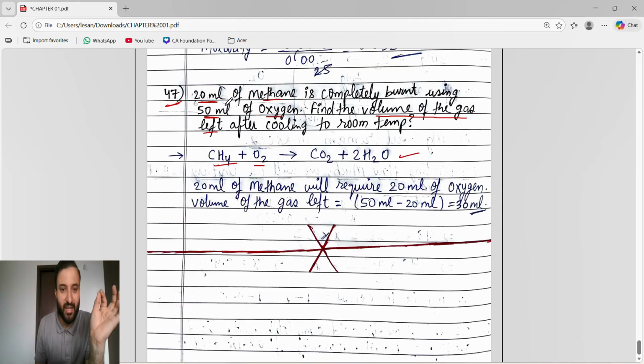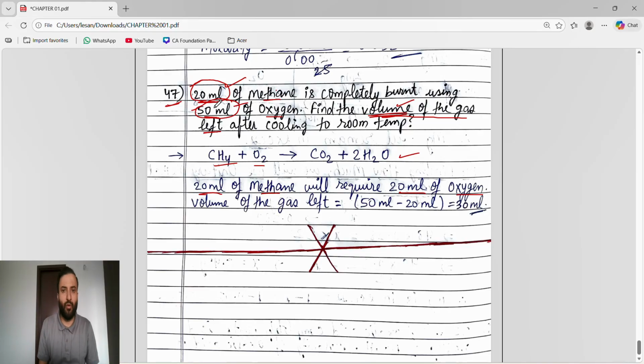So focus here, guys. They say 20 ml of methane is burnt using 50 ml of oxygen. Find the volume of the gas left. Everything here is given in volume, and we have to find the volume. So see what you understand from here. 20 ml of methane is completely burnt using 50 ml of oxygen. It means 20 ml of methane will require 20 ml of oxygen to burn. Correct? Because both are volumes.